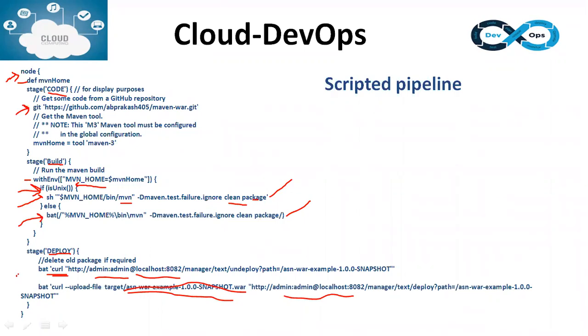So if you see, there are two commands here. One is to delete the old package if required. You can delete the package before you redeploy. That's up to you. So this is the second step of doing the deployment. So we will see this code in Jenkins right now. Let me open Jenkins.